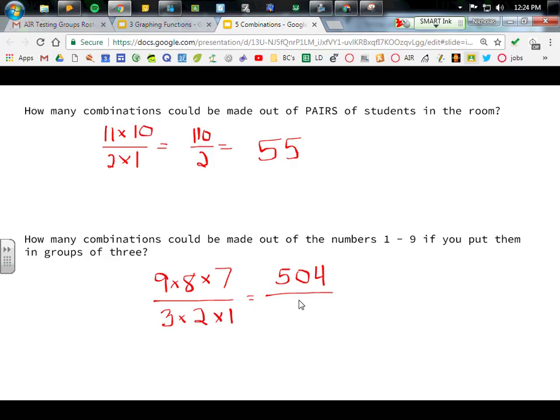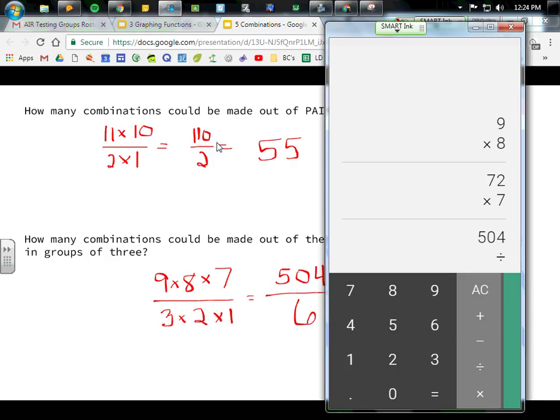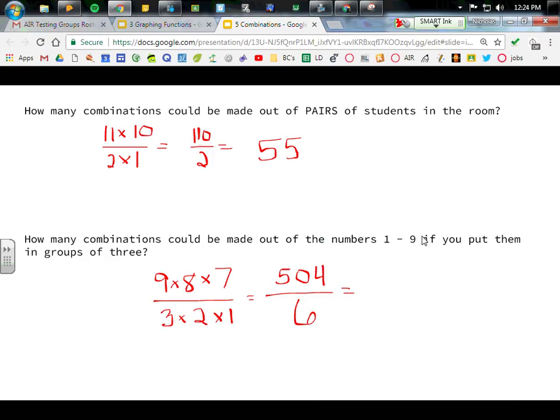3 times 2 times 1 would be 6. And then 504 divided by 6 is 84. So there are 84 different combinations of the numbers 1 through 9 if I put them in groups of 3. All right.